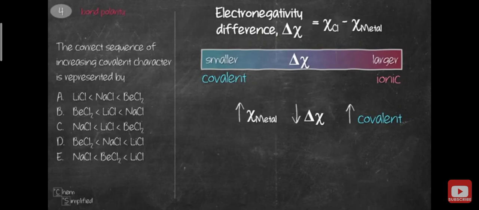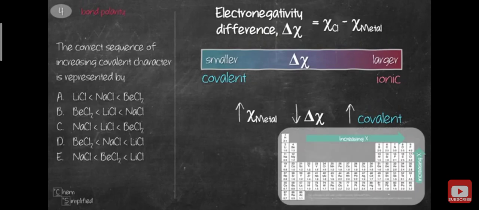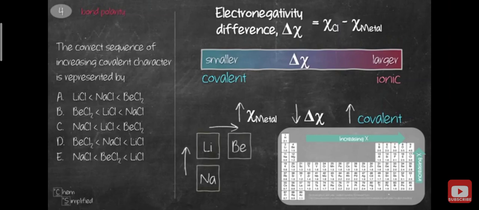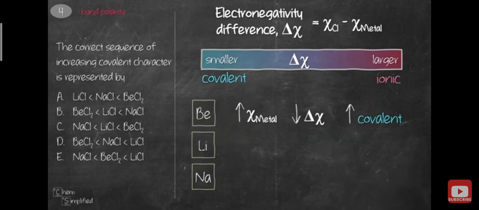Based on the periodic trends, electronegativity increases as you go up a group and across a period from left to right. That means lithium is more electronegative than sodium, and beryllium is more electronegative than lithium. This means that the covalent character increases from NaCl, LiCl, BeCl2.